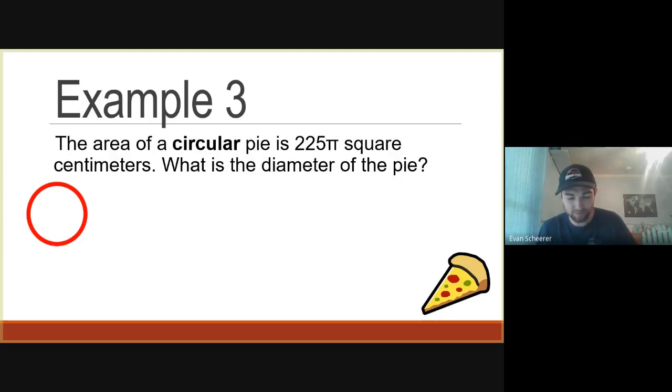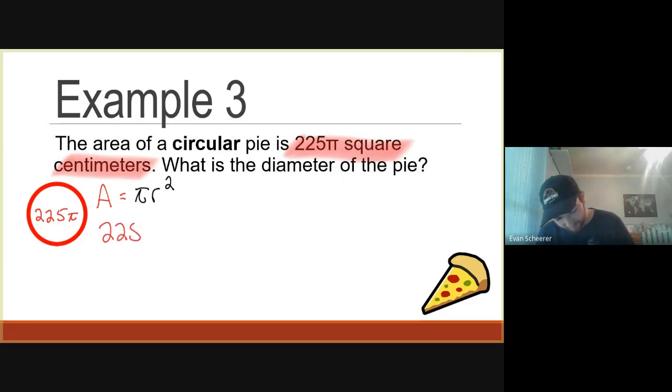Well, if you guys remember, area equals pi r squared, right? But what is the area of this? We already are given what the area is. It says the area of the pie is 225 square centimeters. So I'm going to put in here 225 pi.